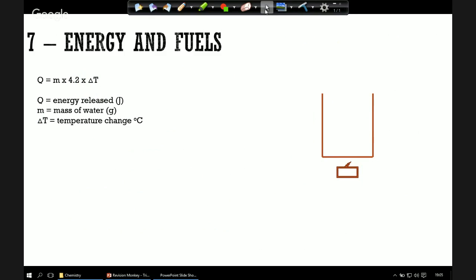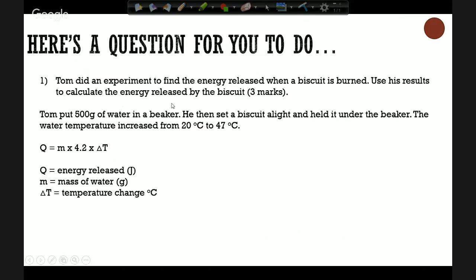Without further ado, here's a question for you to have a go at. If you just highlight the key information in the question, you should be able to use this equation to work it out. So just have a go. I'll give you a couple of minutes and then we'll come back.